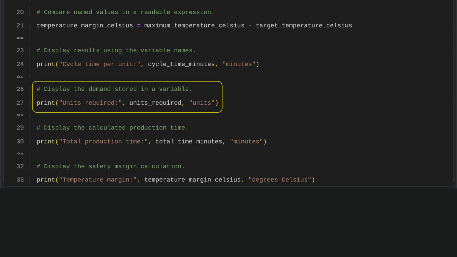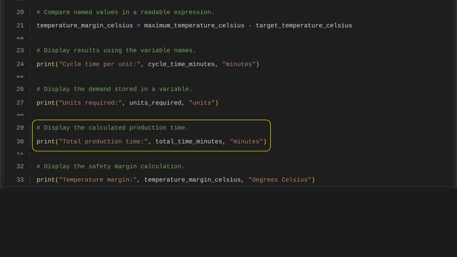This code displays the required number of units using the print function. It combines a clear label, the stored value, and the word units, so the output is easy to understand. The code displays the total production time in minutes. This time is based on the cycle time per unit multiplied by the number of units needed, giving a clear estimate of how long the full production process will take.